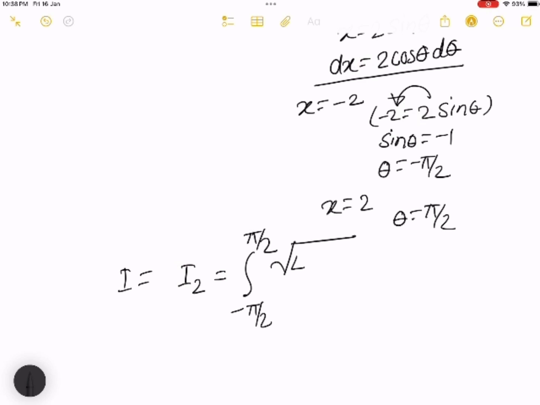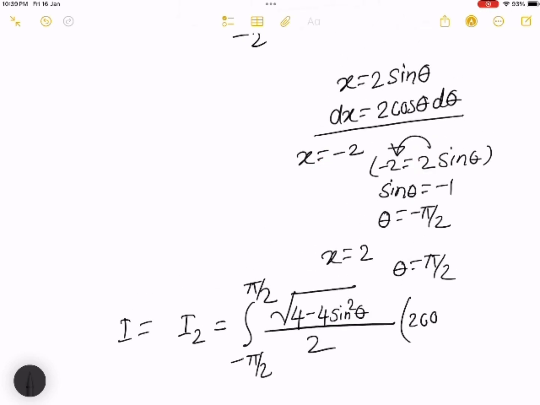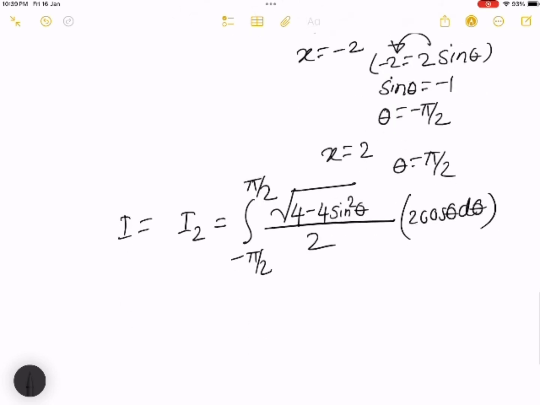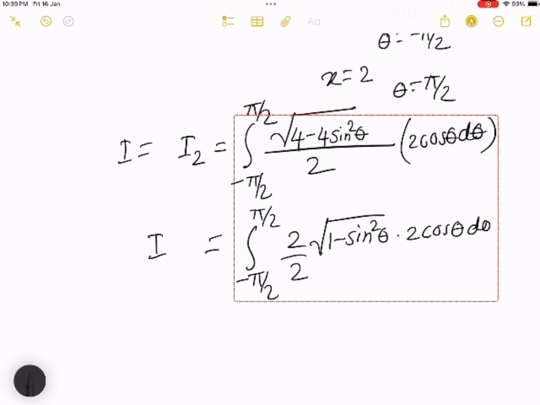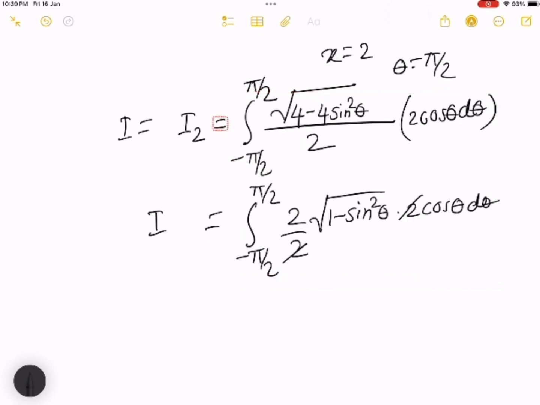And then just put the terms here: 4 minus, so 2 squared will be 4, so 4 sine square theta, divided by 2. And again, the dx is twice cos theta d theta. Okay, now just solve it. So let's just call it I, goes from minus pi by 2 to pi by 2. So 4 will come out and then it will become 2. So it will be like 2 by 2, 1 minus sine square theta, and this 2 cos theta d theta.